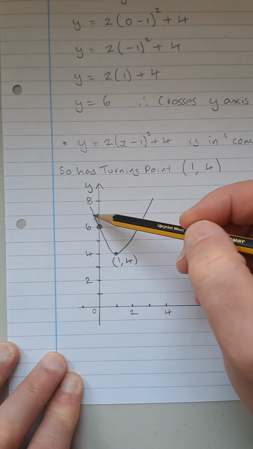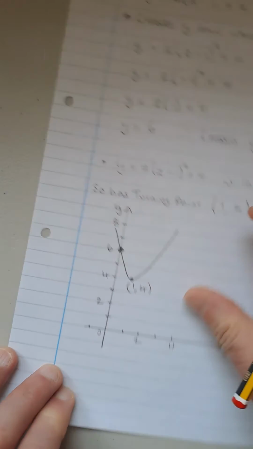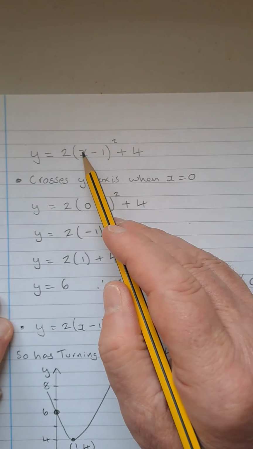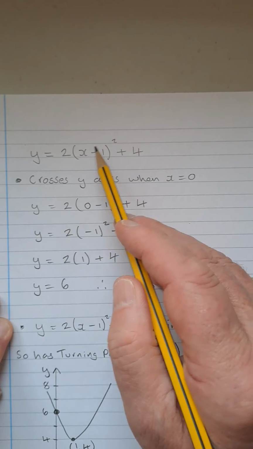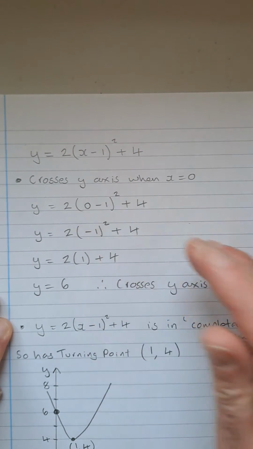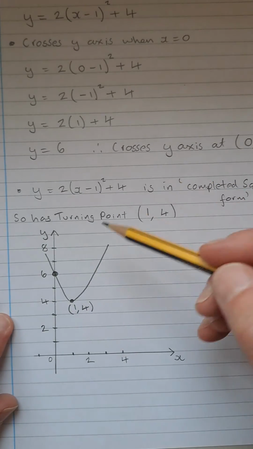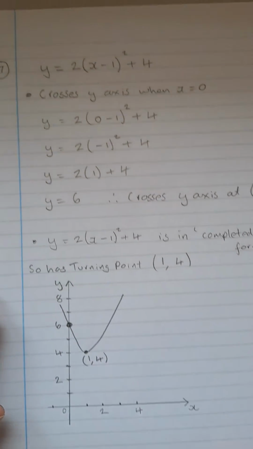Now, we know straight from the get-go that it looks like this rather than upside down, because if I were to multiply all this out, we would end up with x² − 2x + 1, but we'd be multiplying that by 2, so we'd end up with 2x². So the x² term would be positive. That means that the parabola looks like that. Anyway, let's get on with it.